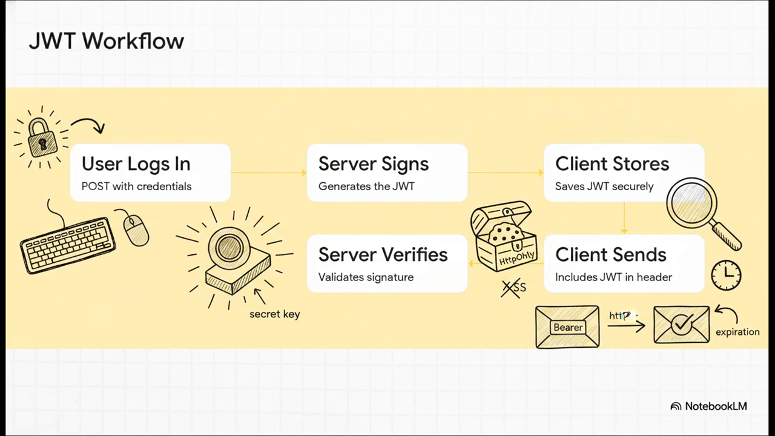Now, step 4 is where the magic happens. For every single subsequent request, the client sends that JWT along, usually right in the authorization header using the Bearer schema. And lastly, step 5. The server catches that request, extracts the token, verifies the signature using its secret key, checks to make sure it hasn't expired, and boom, grants access. Zero database lookups required whatsoever.